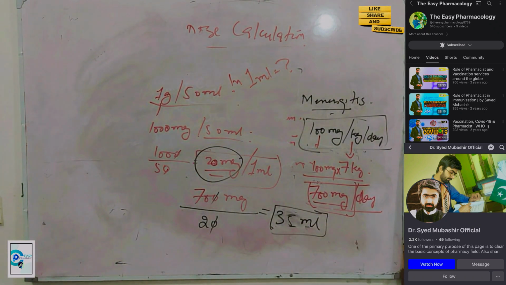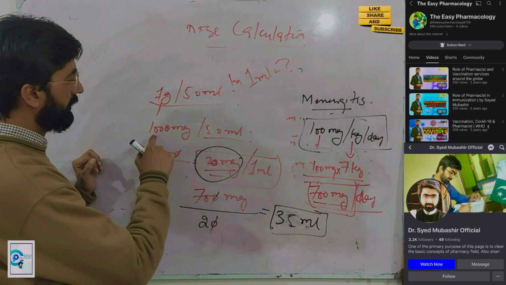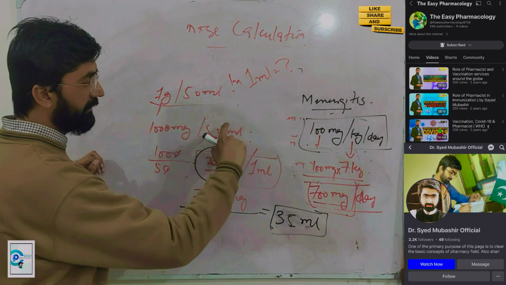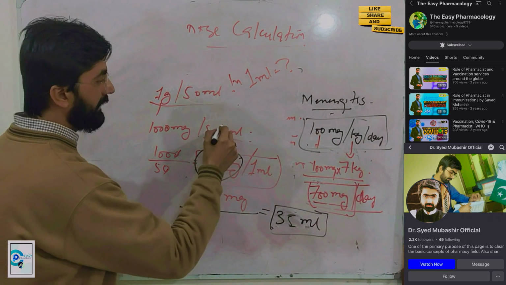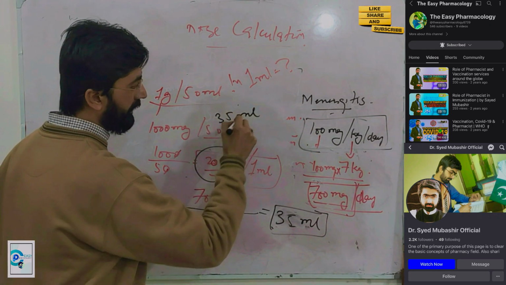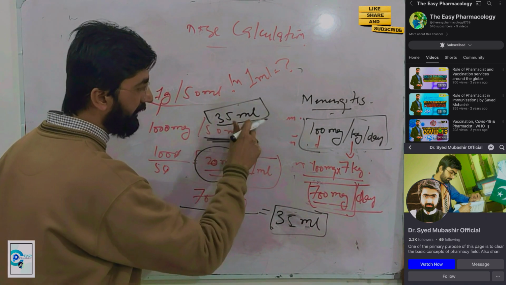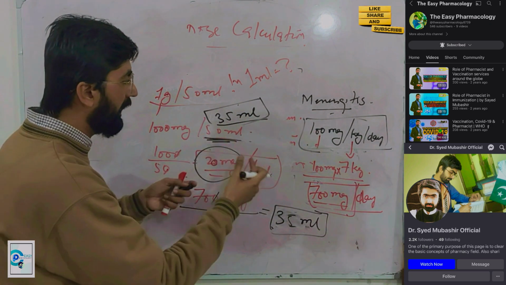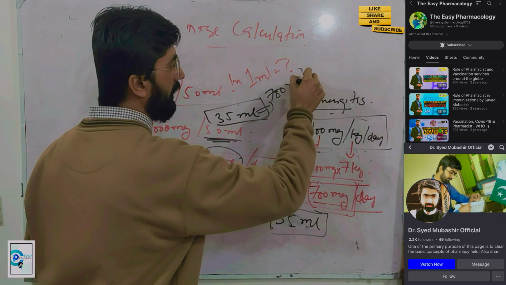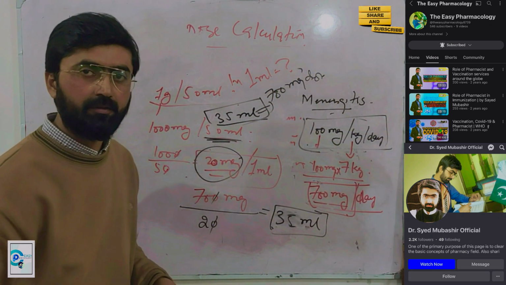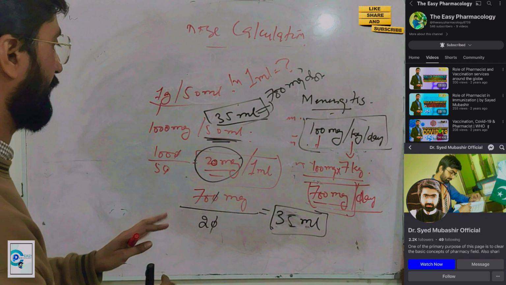So the answer is 35 ml. The available is 1000 milligram in 50 ml. This is the total volume available in that container. If we take 35 ml from this ampoule or vial, out of the total 50 ml, you can deliver a 700 milligram dose to that pediatric patient. So this is the overall calculation for this situation.